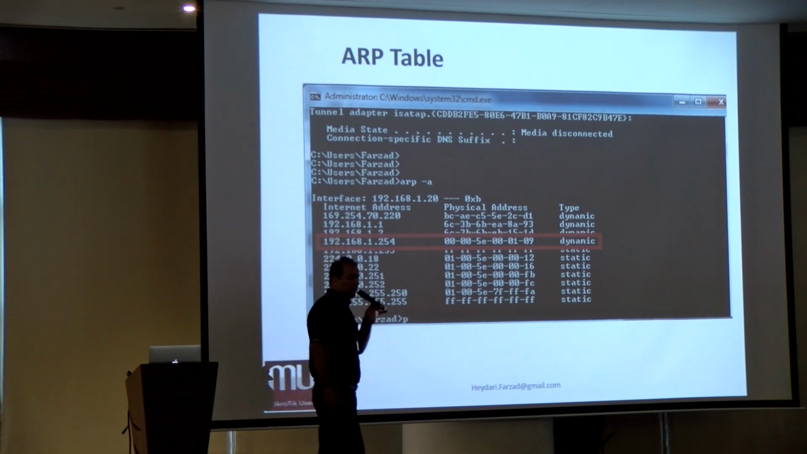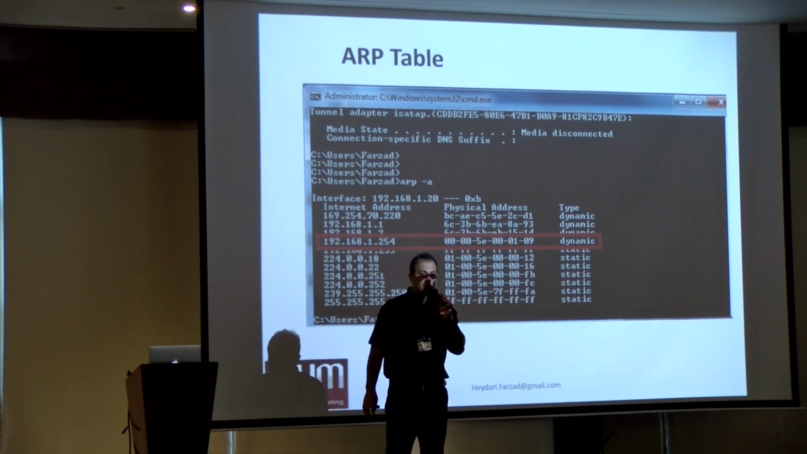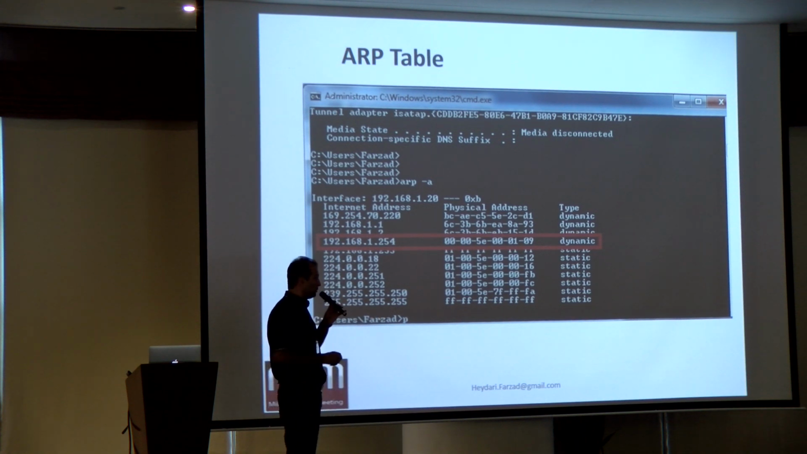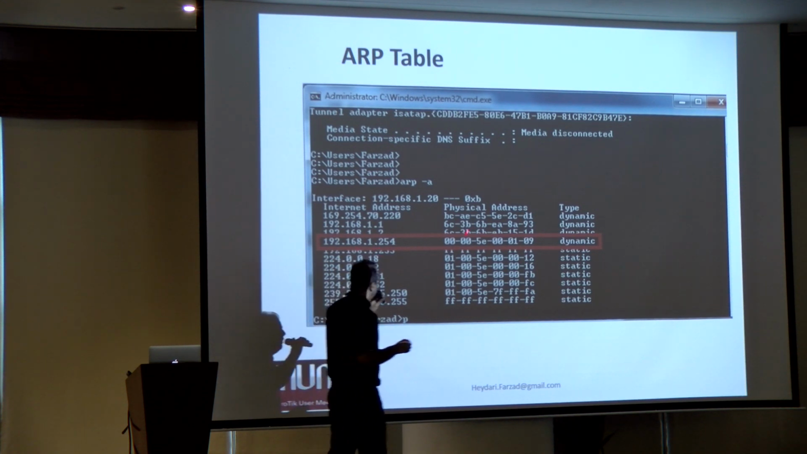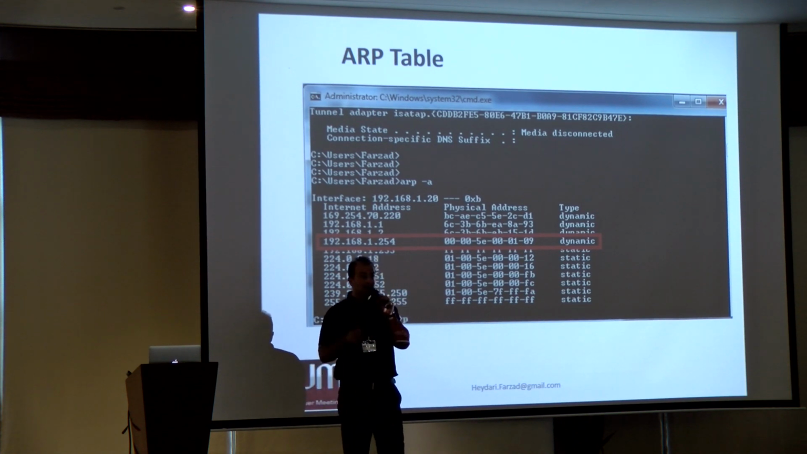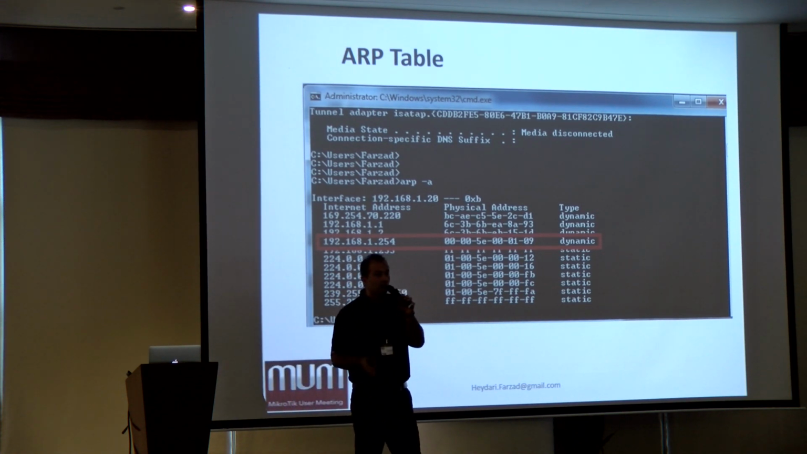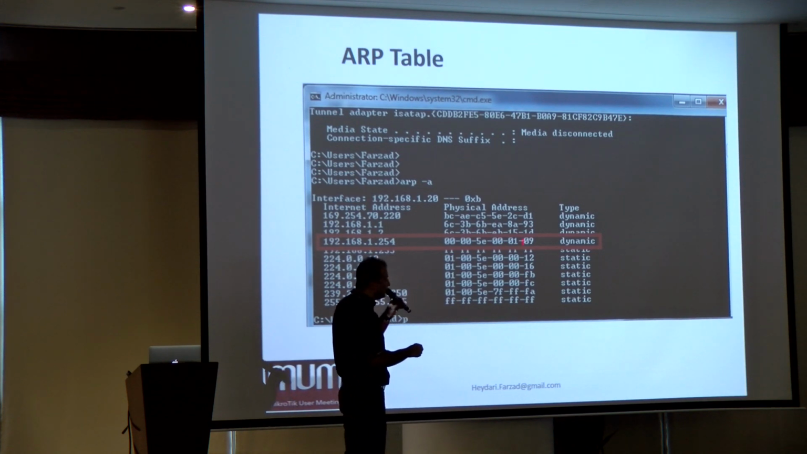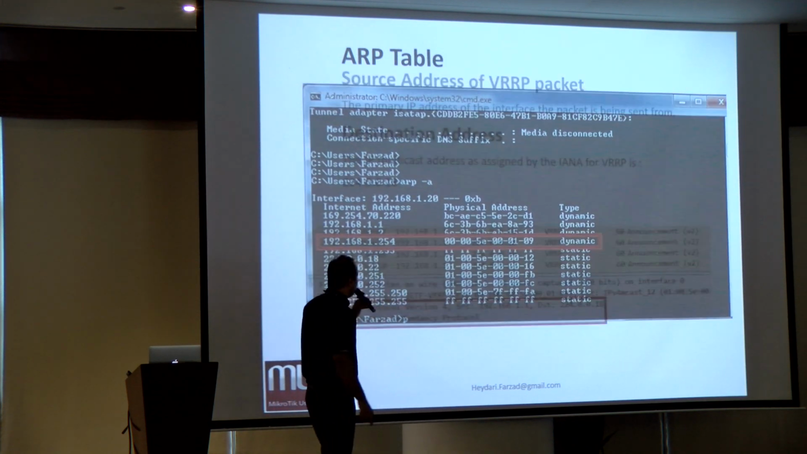This is the ARP cache of Windows. If you put ARP -A, you can see your ARP cache here. This is my default gateway. And another thing that you should know, this is the MAC address of the virtual interface. This MAC address is reserved for VRRP and is assigned by the VRRP interface. So be careful about the group number.